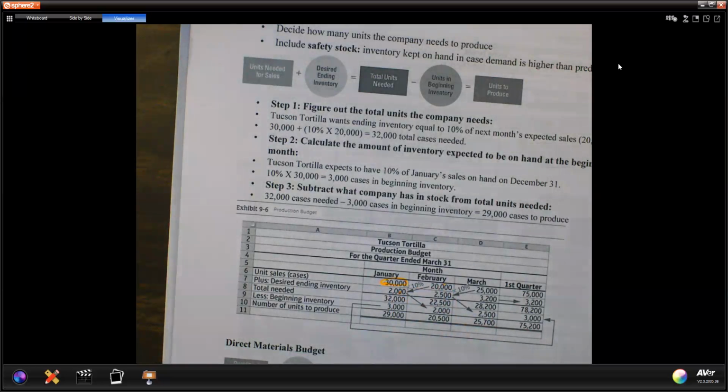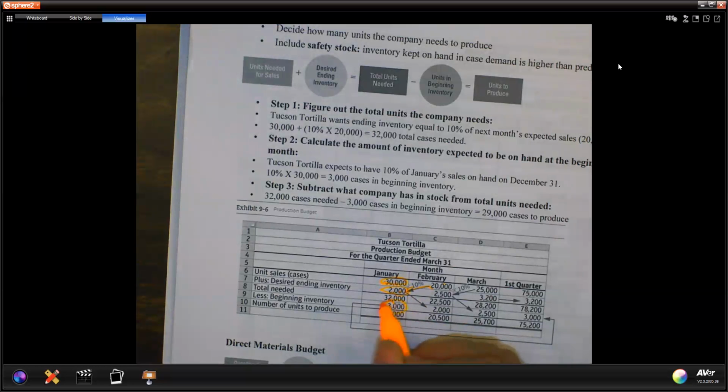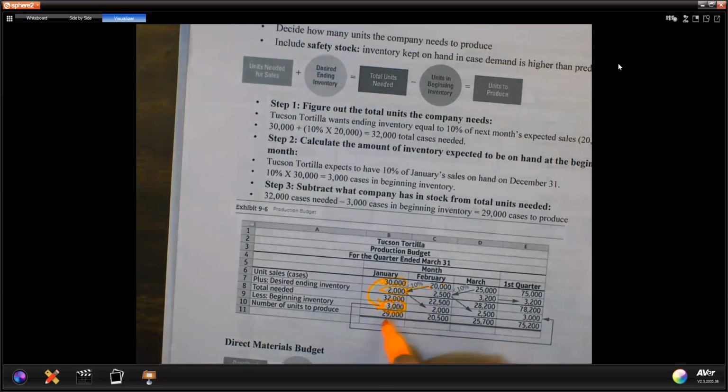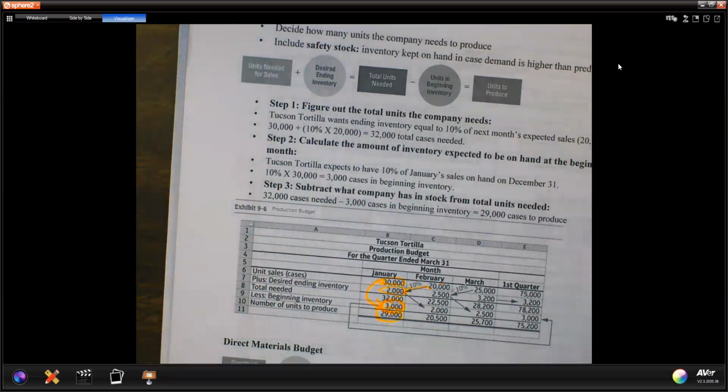So we are thinking about sales of the units, okay? January, you are planning to sell 30,000 units. February, you are thinking about selling 20,000 units. And you want 10% of your next month's sales to be this month's ending inventory of your production. So you need 32,000 units. But 10% of this month will be the beginning inventory of your production. You subtract your beginning inventory, you get the units you have to produce.